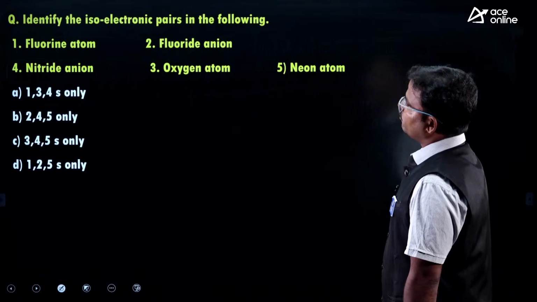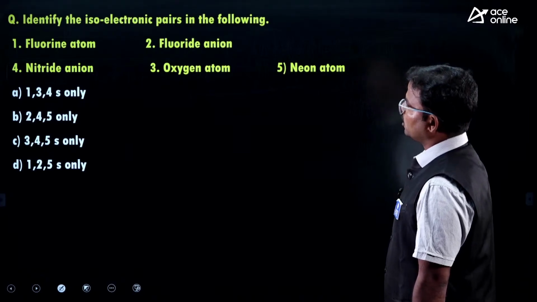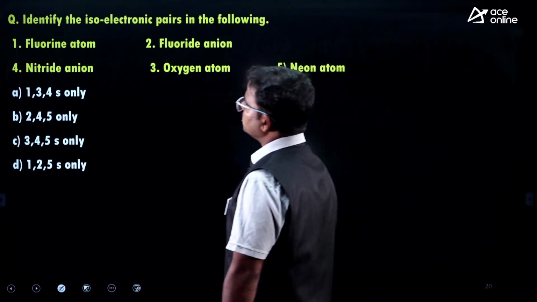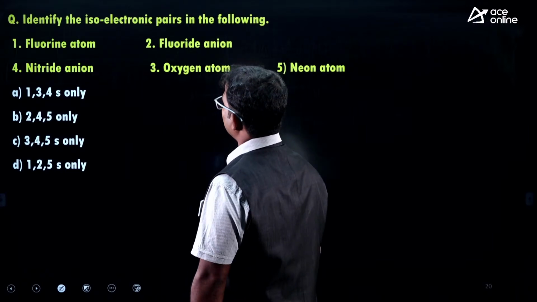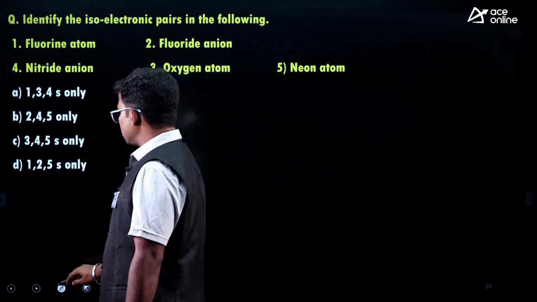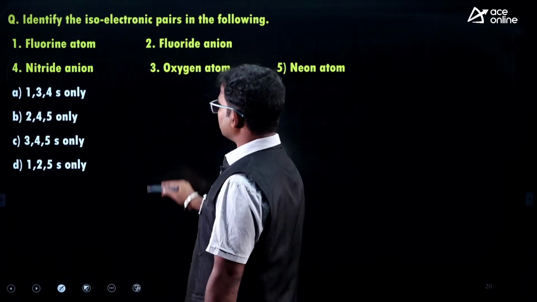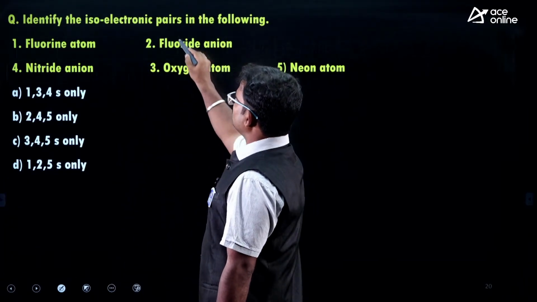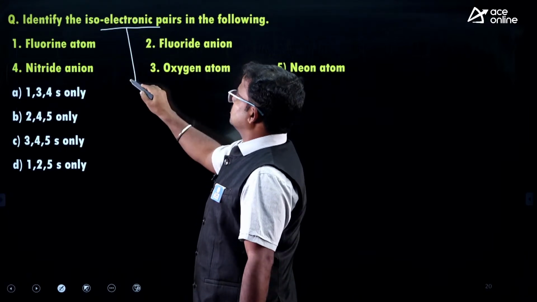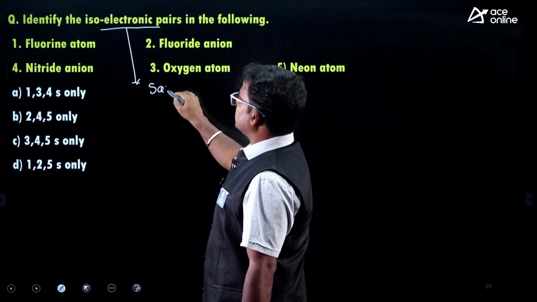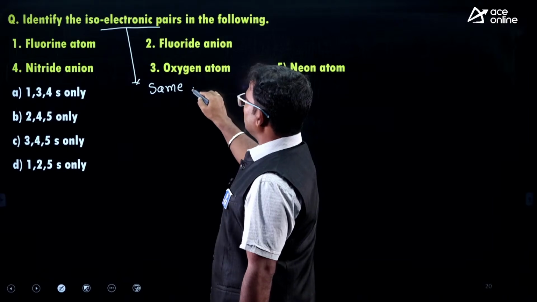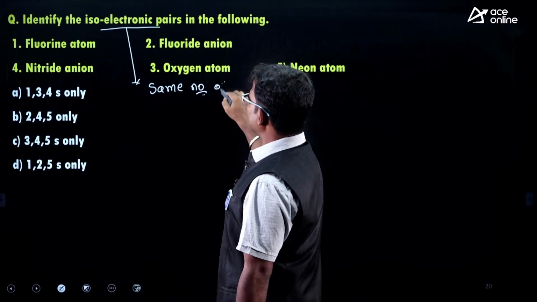Okay, right. So next, identify the isoelectronic pair from the following. Here they mention fluorine atom, nitride ion, fluoride ion, oxygen atom, and neon atom. Isoelectronic means same number of electrons.